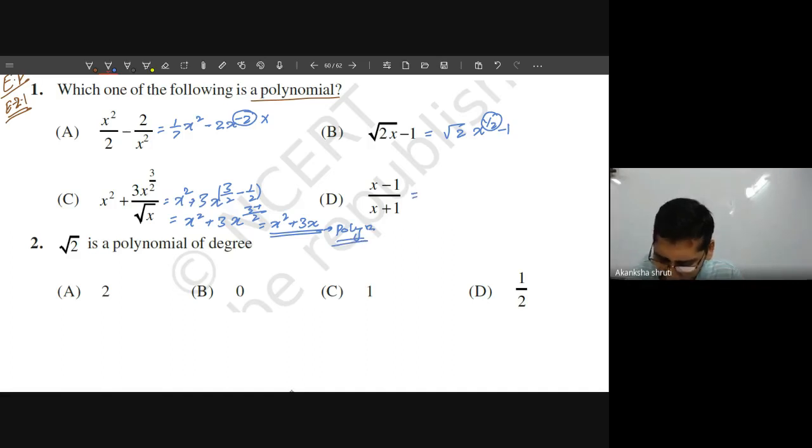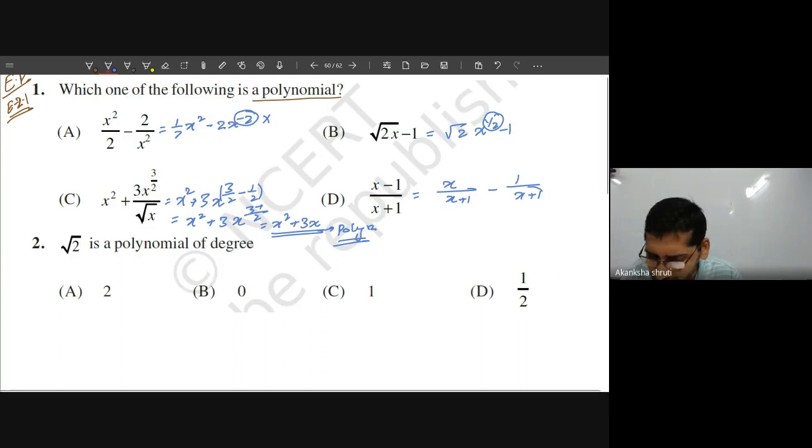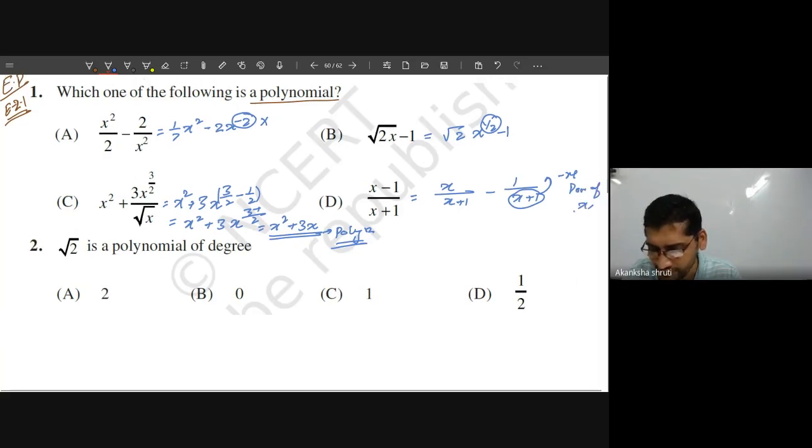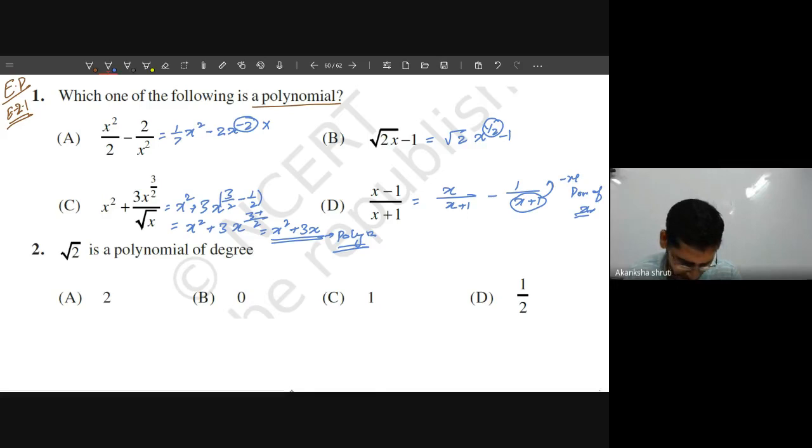Now coming to this one, it will be x divided by x plus 1 minus 1 by x plus 1. So when this comes in the numerator, it always has a negative power. Okay, negative power of x. So it cannot be a polynomial. So the answer is this one. It was such a simple thing. After simplification, you have to conclude. Okay, students. So it was this one.